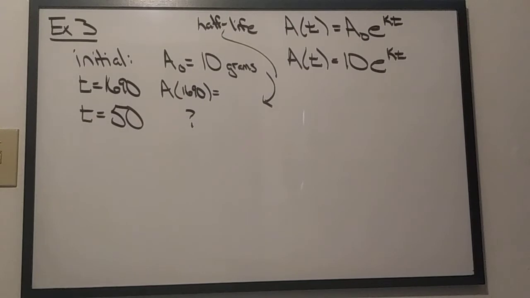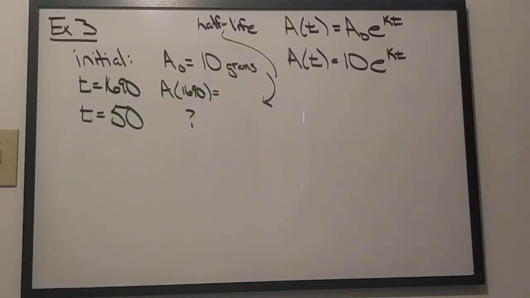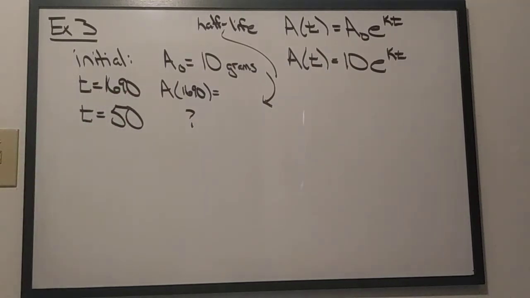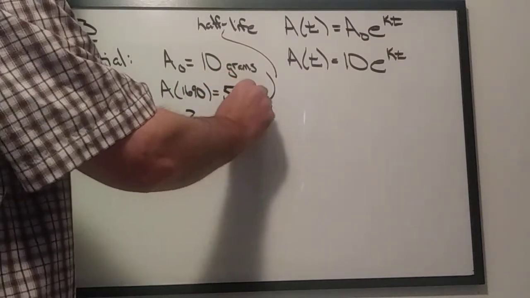longer radioactive. So we started with 10 grams of radioactive material, but if we have gone through a half-life time span, that means then that half of our material is no longer radioactive. So how much is still radioactive? The other half, 5 grams.